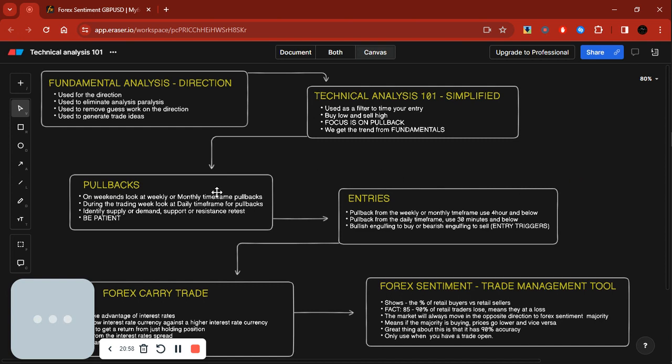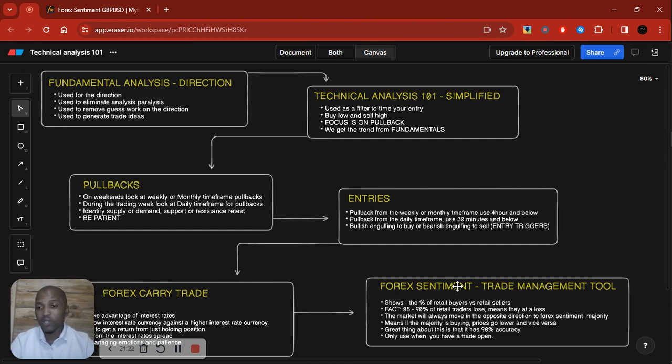But this is the theoretical part of it, for you to understand that it is based on retail traders, right? It is based on retail traders, and we understand the fact that 85 to 90% of retail traders lose. So if that's the case, then it means that we should expect the market to move in the opposite direction to the Forex sentiment.